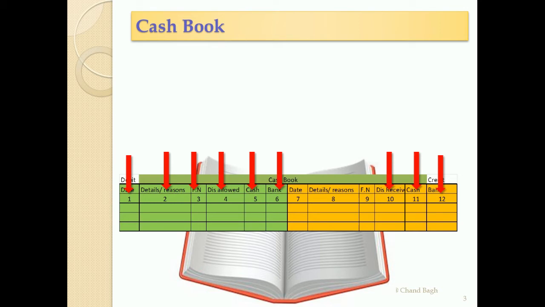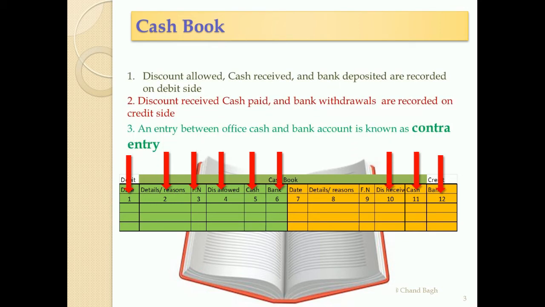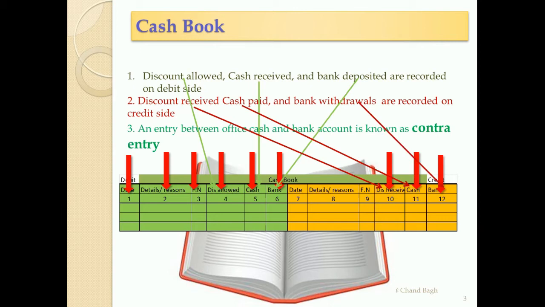And let's see some description, that is discount allowed. If I read the first sentence, discount allowed, cash received and bank deposits are recorded on the debit side. As you can see, discount allowed, cash received and bank deposits are recorded on the debit side, whereas your discount received, cash paid or withdrawal from bank are recorded on the credit side.